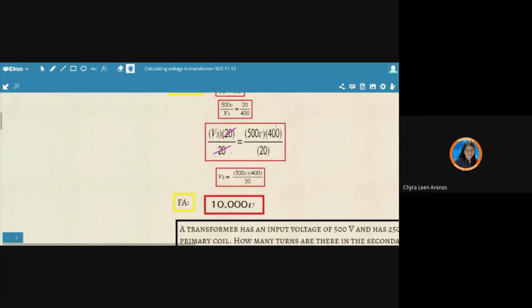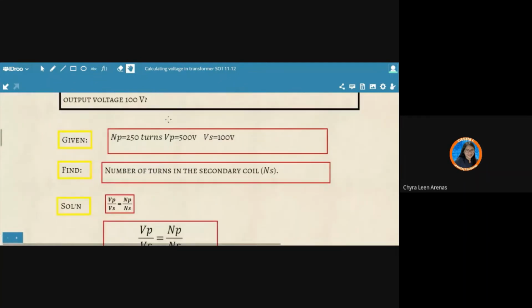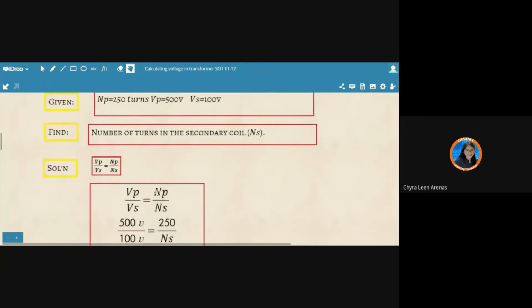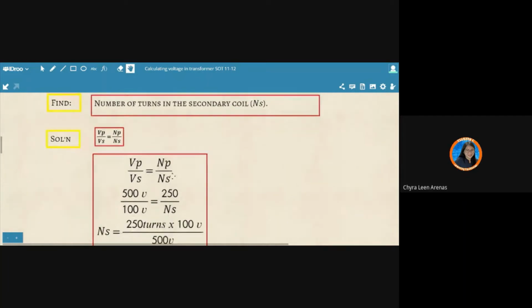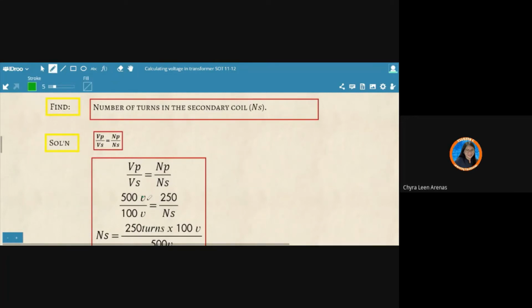So, let's go back to the problem. This is our formula, and we substitute the following. Substitute based on the given that we have. VP is 500 voltage. VS, that is one thing that we have there, which is 100 volts. NP, that is 250. And NS, that is the one we have to find. So, cross multiply them. 500 multiplied by NS and 250 multiplied by 100 volts. And we divide both sides by 500 so that NS will be left behind.